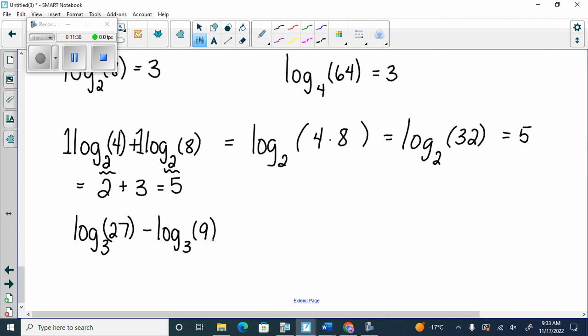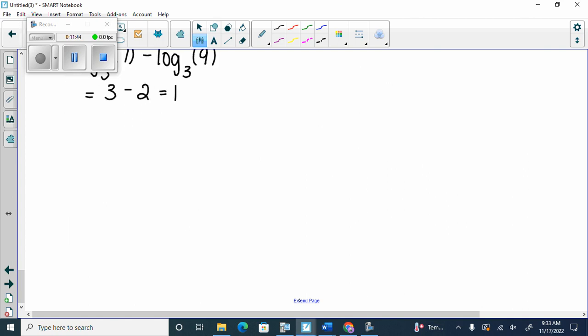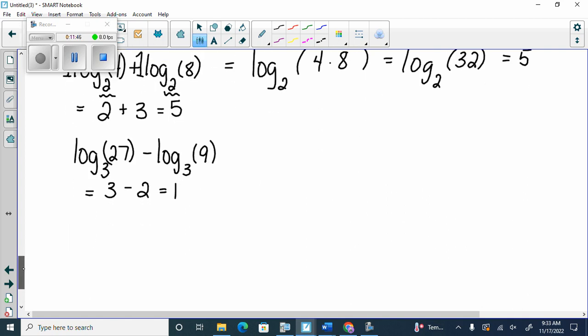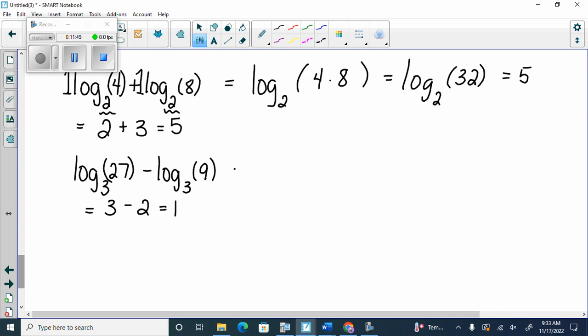What's log base 3 of 27? 3, because 3 to what power is 27? 3. Minus log base 3 of 9, 3 to what power is 9? 2. And my answer is 1. Let's use our log laws.